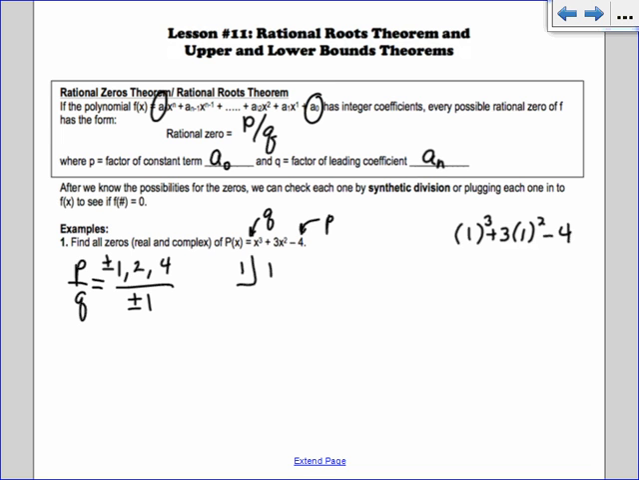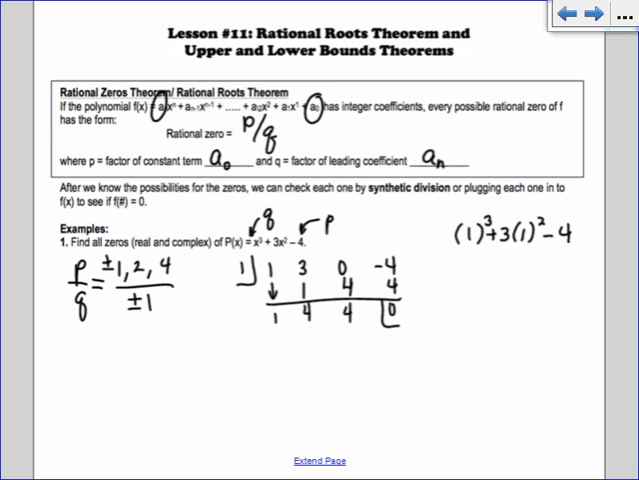So we're going to have 1x cubed, 3x squared, 0x, minus 4. And we're going to drop the 1. 1 times 1 is 1. Add straight down, I get 4. 1 times 4 is 4. Add straight down, I get 4. 1 times 4 is 4. Add straight down, I get 0.